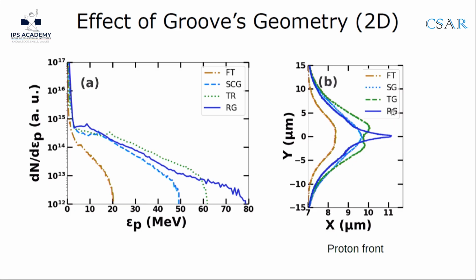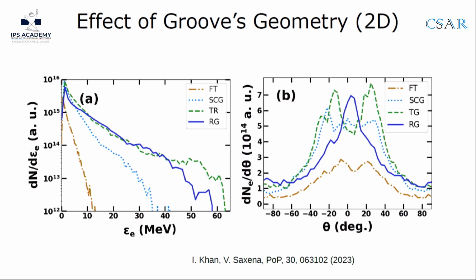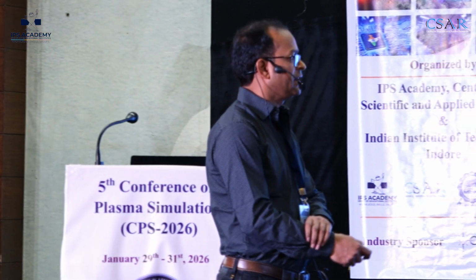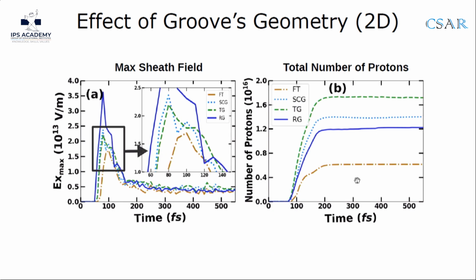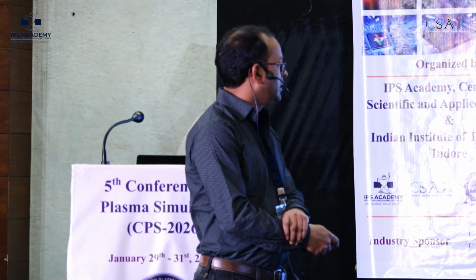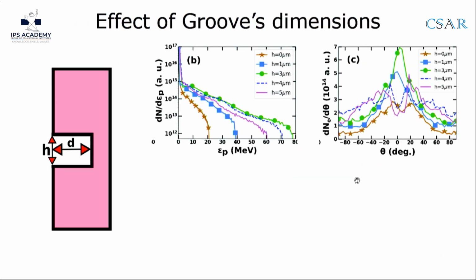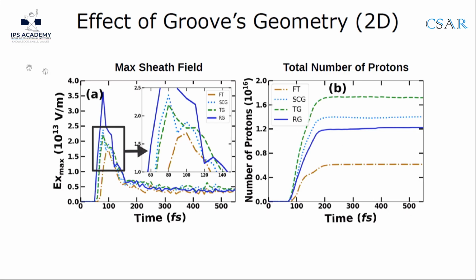So as you can see, for a rectangular groove, the electrons are focused towards the axis. So we tried to look at the electrons also, and what we saw is that although for a triangular geometry the electrons have a higher energy, the divergence of electrons is much better for a rectangular groove, and that is the reason we have much better result for that particular geometry. This is the sheath field which is generated by this, and this also suggests that the sheath field is much better in the case of a rectangular groove.